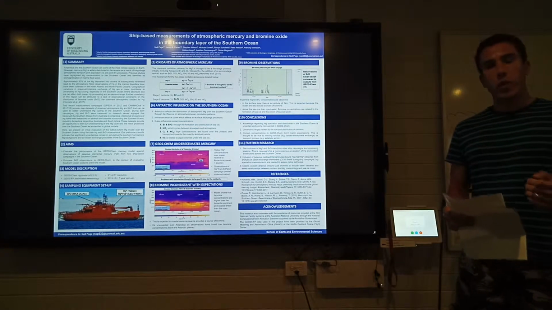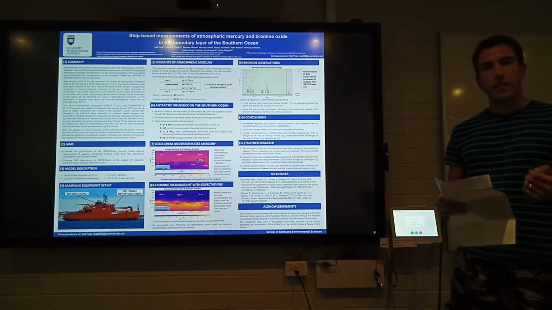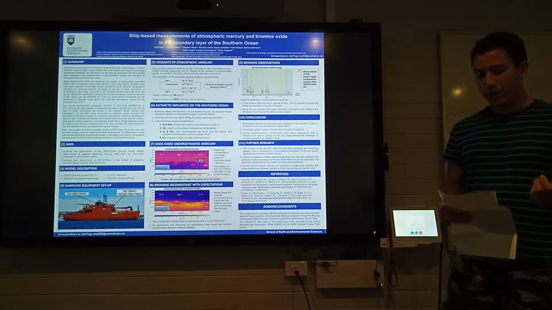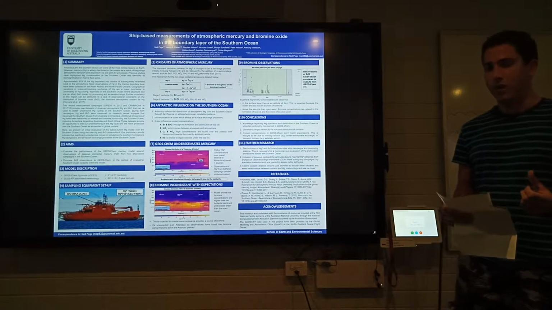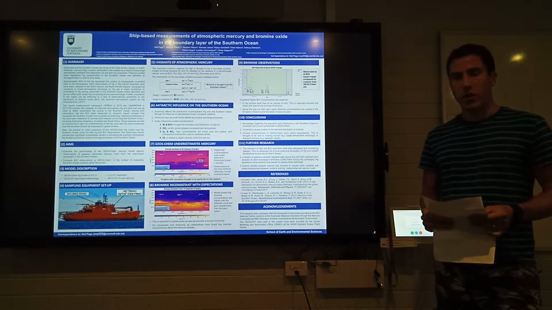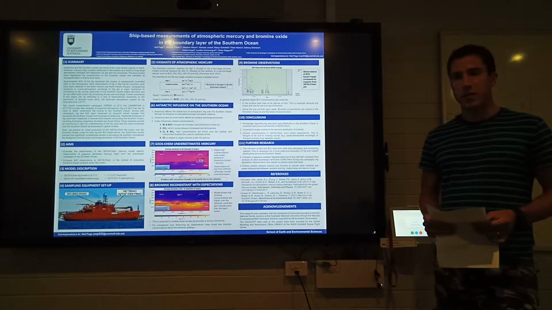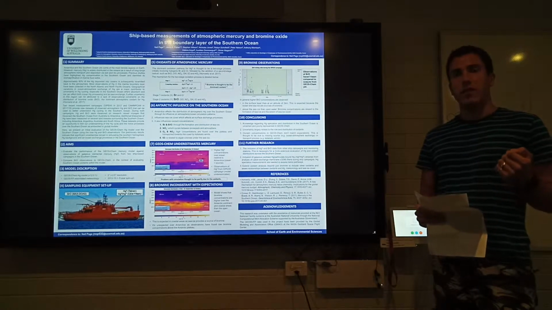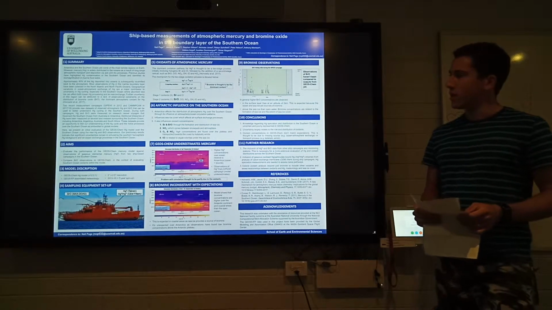Okay, so you're probably familiar with mercury. It is the only metallic element that is liquid at ambient temperatures and pressure, and it has traditionally been used in thermometers. However, mercury is extremely volatile, and so it readily evaporates into the atmosphere. Once in the atmosphere, it is distributed globally and eventually deposited to remote environments such as the Southern Ocean.